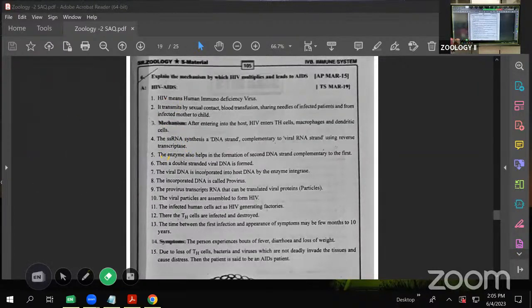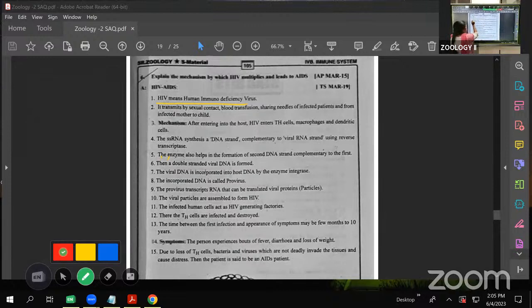The virus, human immunodeficiency virus, mainly causes AIDS. That is called acquired immunodeficiency syndrome. Clear? HIV means the human immunodeficiency virus. This is the full form of HIV.